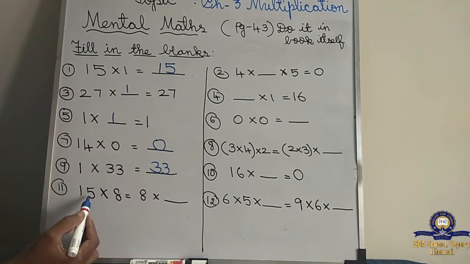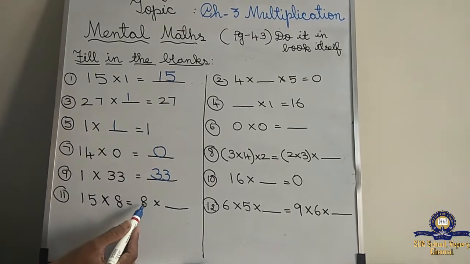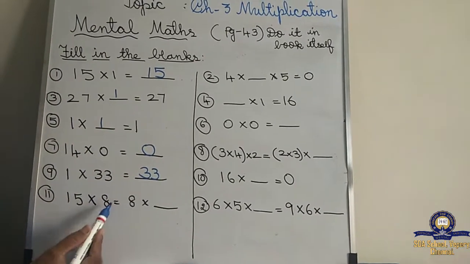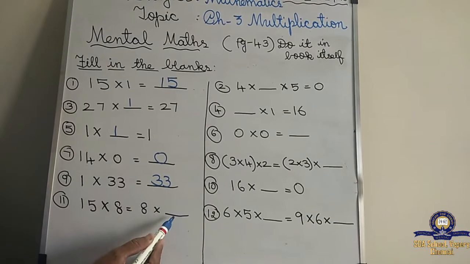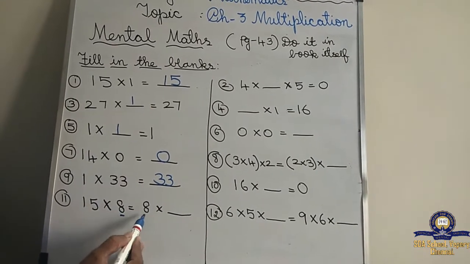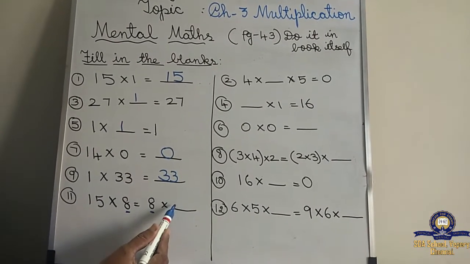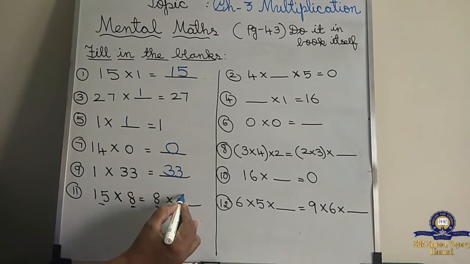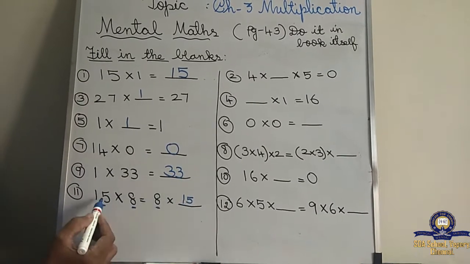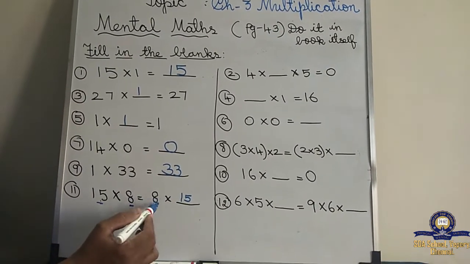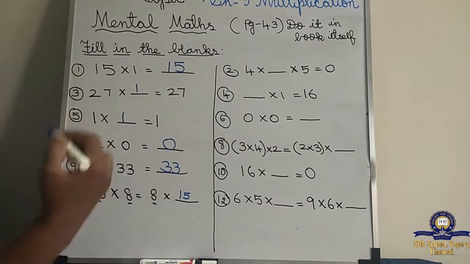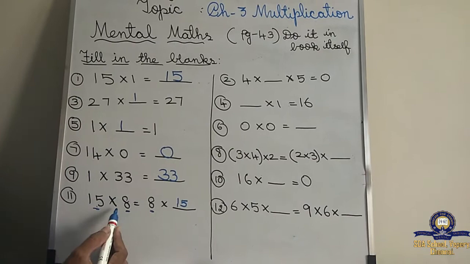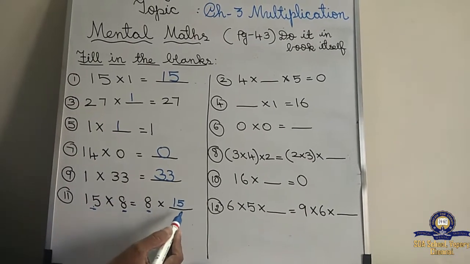Here this sum, 15 into 8 is equal to 8 into dash. Listen carefully. See here, this number 8 is given here. So what number is missing here, children? This 15 is missing. So what you have to write here? 15. 15 8s are the same as 8 15s. Likewise, 2 3s are 6, 3 2s are 6. Both are the same.